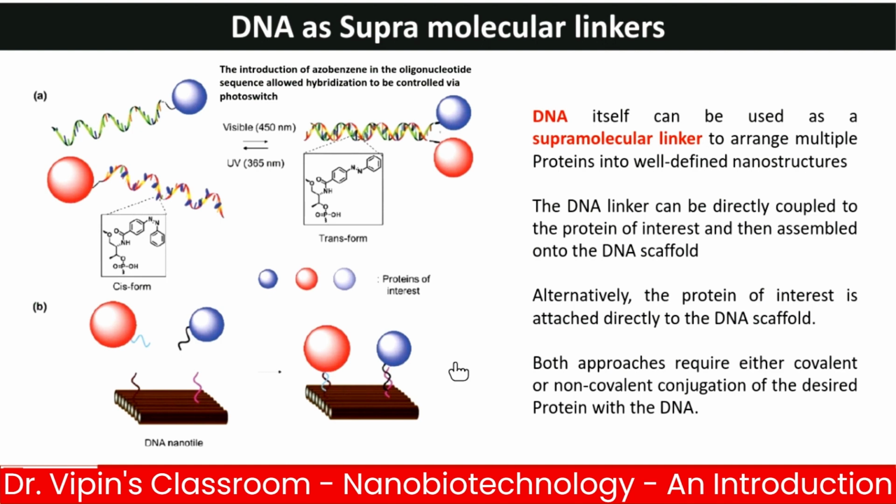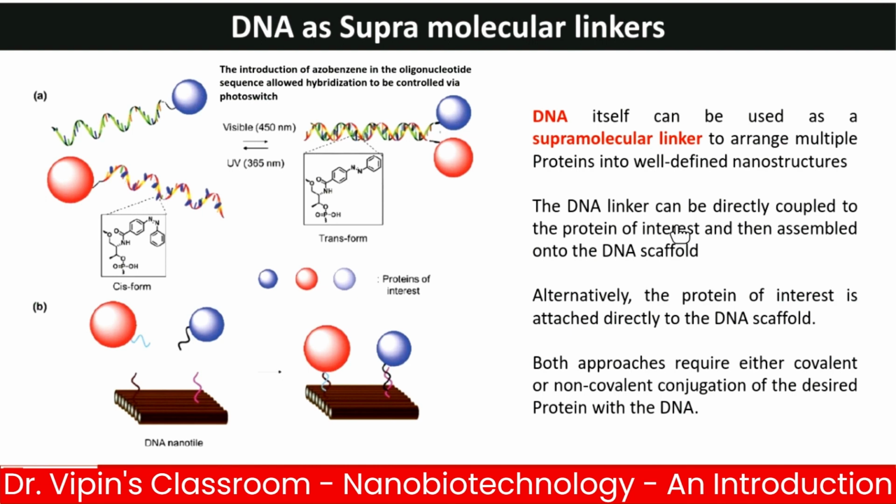So now what you have is basically a compartment where you have two different enzymes, or two different polypeptides, or two different domains coming together, and now the same can be checked for function again. So DNA itself can be used as a supramolecular linker to arrange multiple proteins into well-defined nanostructures.